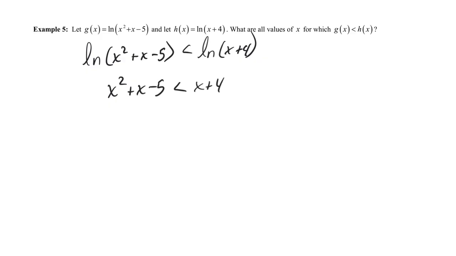Move everything over to the left-hand side. I get x squared minus 9 because the x is canceled out. And that's going to give me x plus 3 and x minus 3.